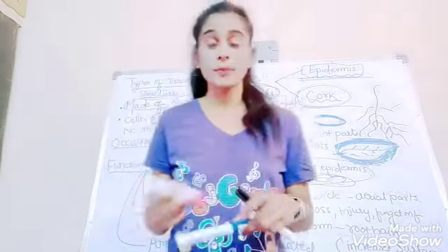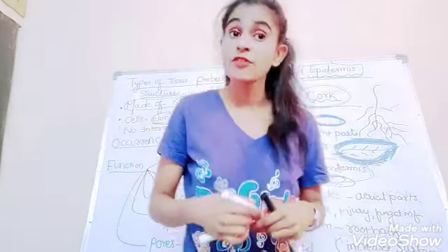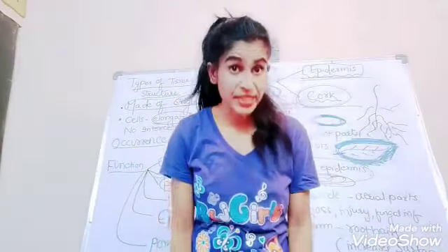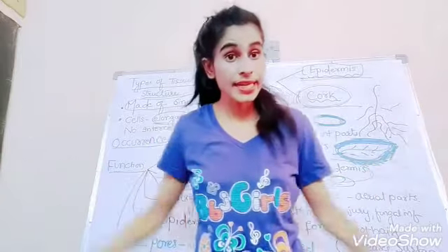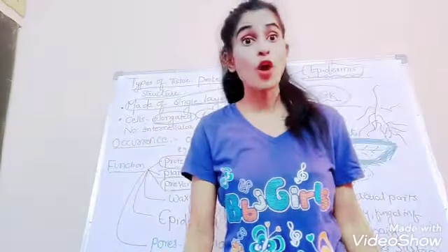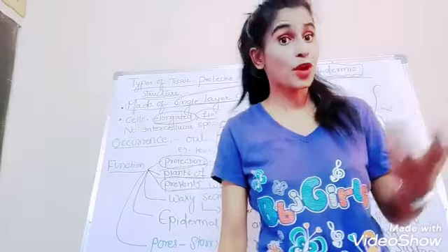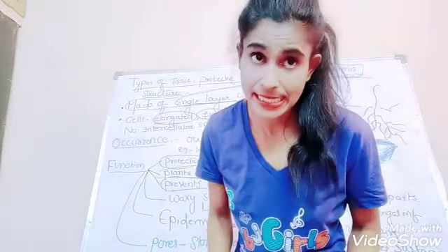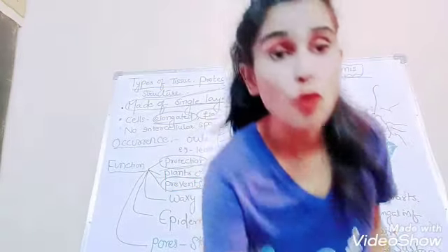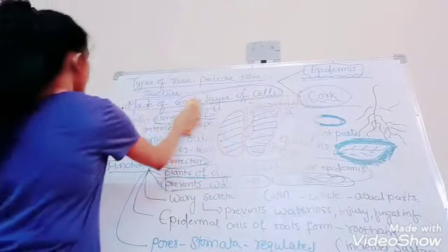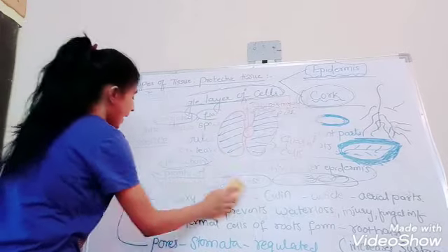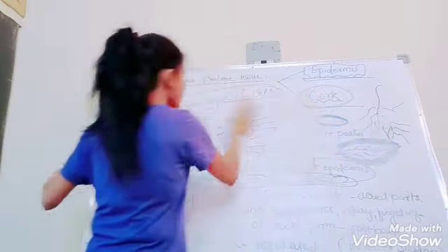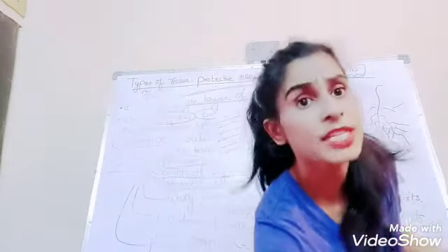Understood now? What are the main functions of your protective tissue called epidermis? Understood? Clear? Now let's move on to another type of protective tissue that is called your cork cells. It performs the same function too. Its main function is also protection.